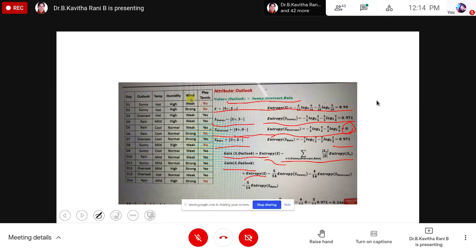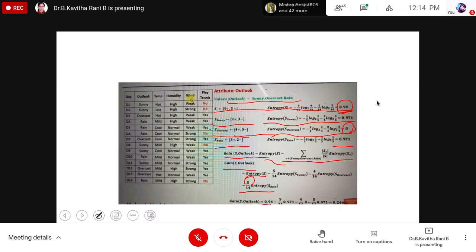Entropy of S of Sunny minus 4 by 14, that is the overcast, entropy of S of overcast, minus 5 by 14, which is the total rain, 5 by 14 of entropy of rain. Now the entropy of S, the total data set entropy value, is 0.94.